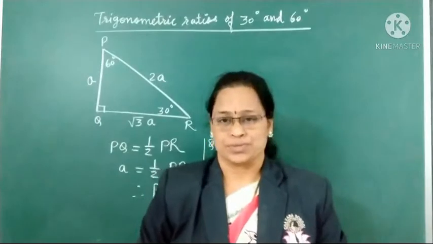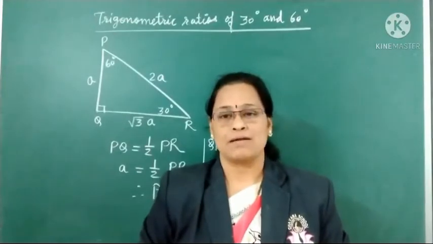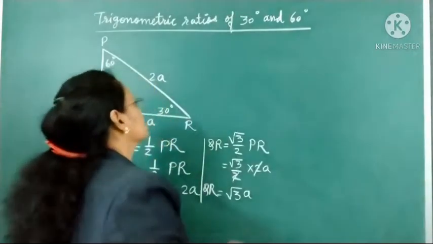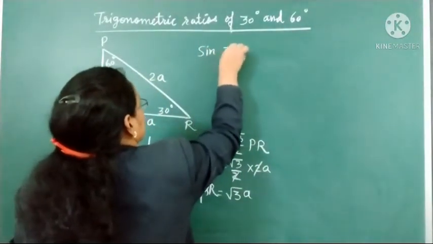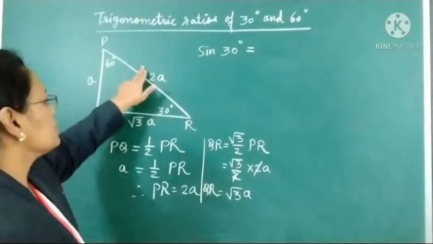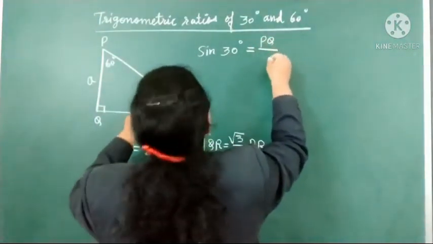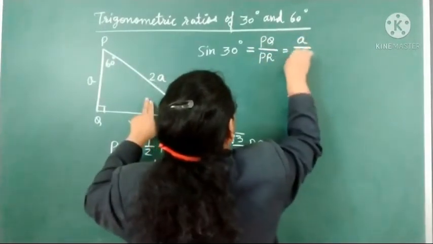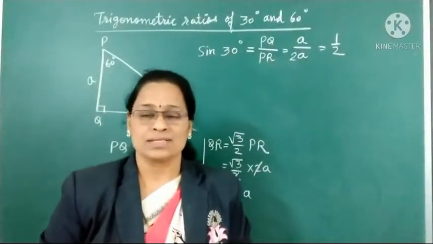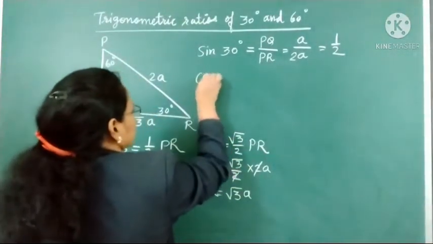Let's write ratios of sine, cos, tan for 30 degree, and sine, cos, tan for 60 degree. Just have those ratio formulas in your mind. So what is sine 30? Opposite side to hypotenuse. So A upon 2A, that is PQ upon PR. If we divide, we get the value 1 by 2. So sine 30 is 1 by 2.